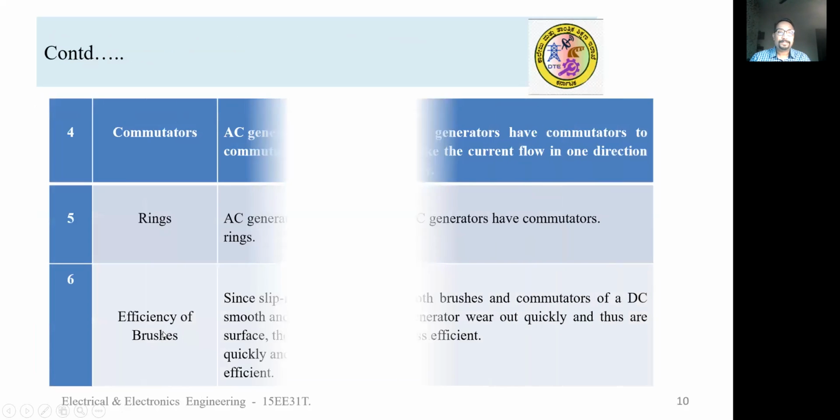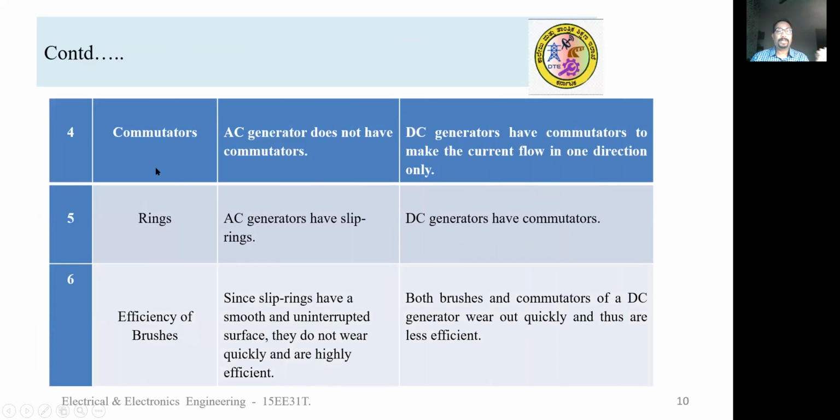Next, the difference is the commutator. Are we using a commutator in an AC generator? No, no need of a commutator. Why? Because you need a commutator if you want to convert the induced AC in the armature conductors to DC. But in the case of an alternator, we need AC, so no need of a commutator. But in the case of a DC generator, no need of slip rings. Here we need DC only, hence we need a commutator, which is also called the split rings.